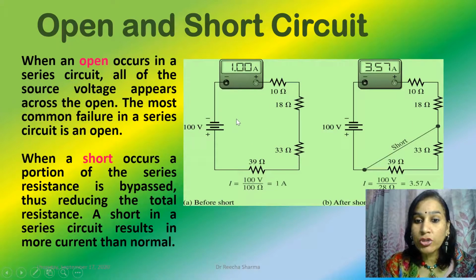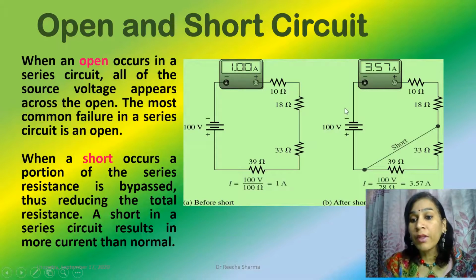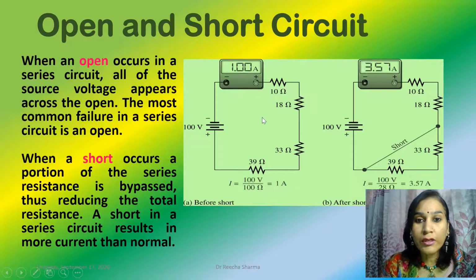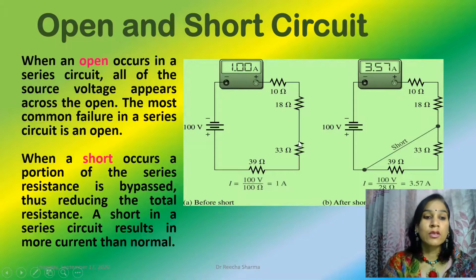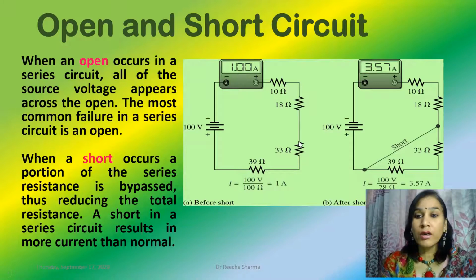When there is no short, we have 100 volts. This is the multimeter which gives a reading of the current, and these resistances are connected in series. Here the current reading is 1 ampere. But if we short between this point and this point, meaning the resistances of 10 and 18 in the circuit, the current increases to 3.57 amperes. So when there is no short, the current is minimum, and when there is a short, the current increases. This is how a short works in series.